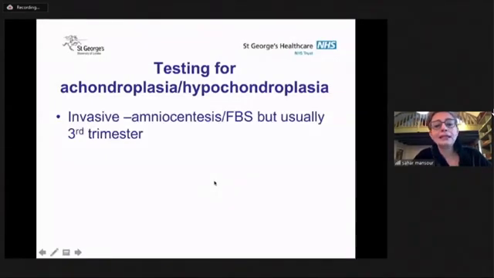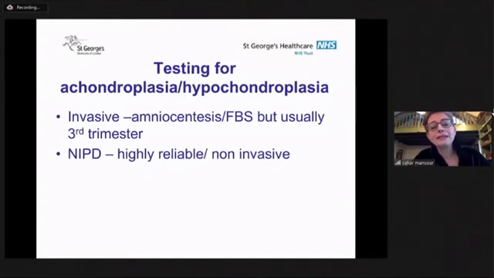Testing is easy. You can do an invasive, but we're always reluctant to do an invasive in the 3rd trimester. We don't want to induce premature labour. So NIPD, non-invasive prenatal diagnosis, is a really, really good test. If you think the baby may have achondroplasia, just take maternal blood, and this is a highly reliable test, particularly if the mother, it's not useful if the mother has achondroplasia, but if the parents are not affected, it's a really useful test. We've used it many times.